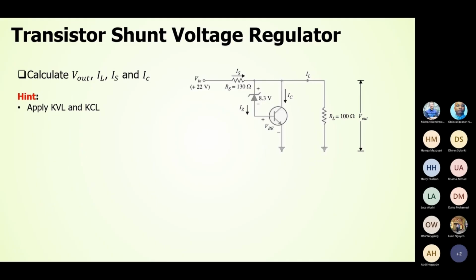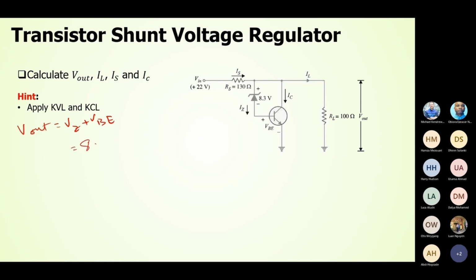Now we have a simple math to solve. Please carefully try to understand it. So in this circuit, what we have to do is find the output voltage, the load current, source current, and collector current. So output voltage, we already know the formula: V output equals Vz plus Vbe.